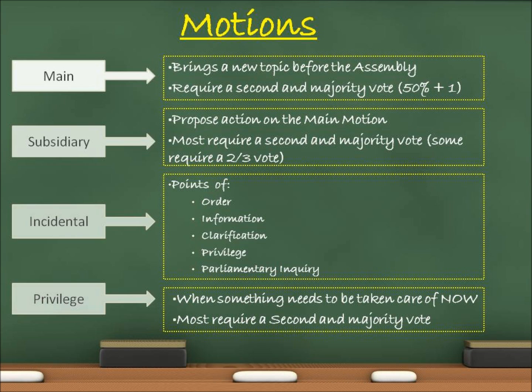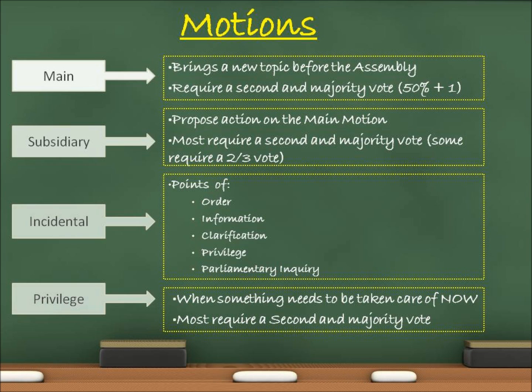The next type of motion is a subsidiary motion. These are motions that propose action on the main motion. Most require a second and a majority vote, but some require a 2/3 vote instead. An example of this would be a motion to waive the reading of a piece of legislation.